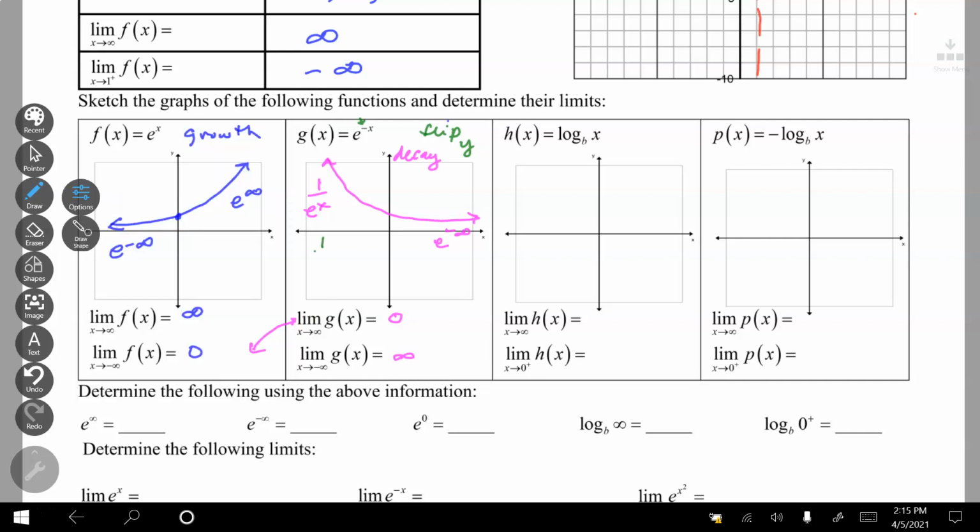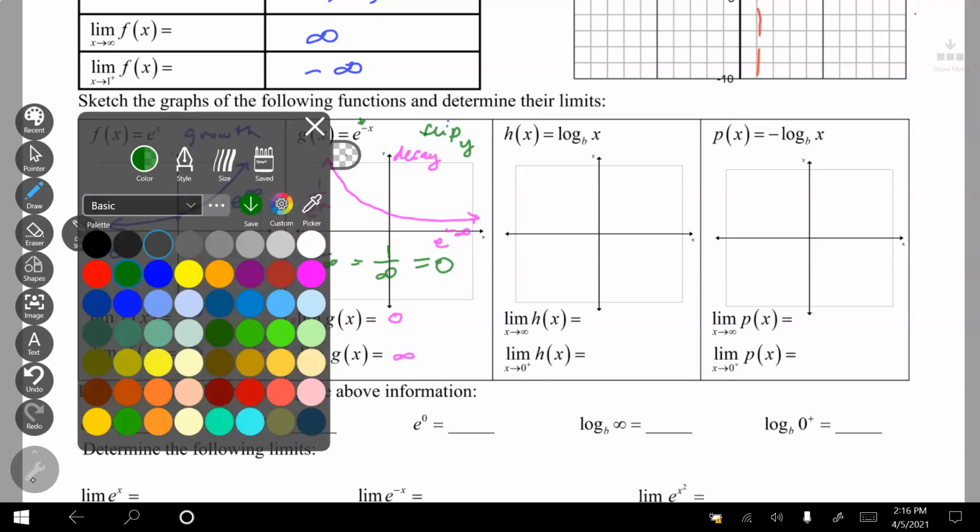Well, 1 over e to the infinity is equal to 1 over infinity, and 1 divided by a very, very big number is a really, really tiny number known as 0. We've talked about this before in this class. You should remember this. Okay, a log graph.